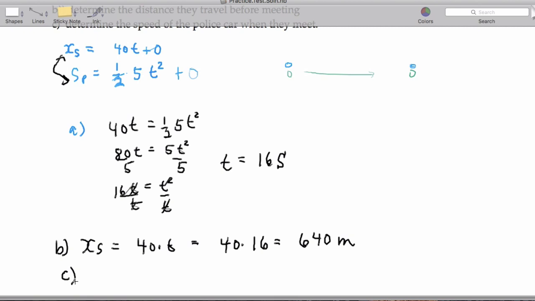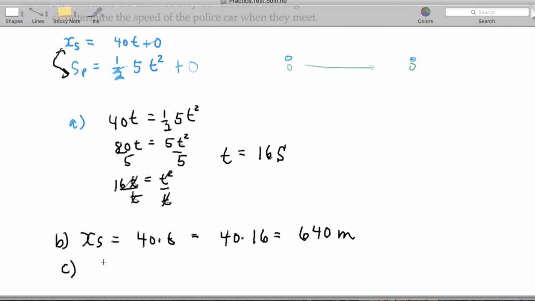Lastly, let's get the speed of the police car. That's going to be v equals at plus u. And that's going to be v equals an acceleration of 5 times this time of 16, and that's going to give me 80 meters per second.